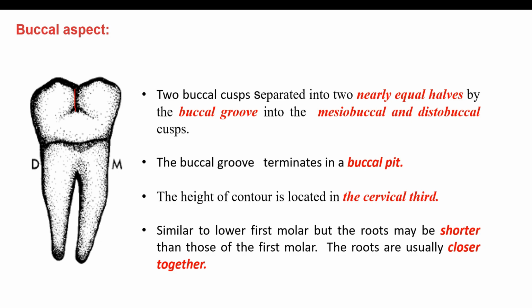Similar to the first molar, the roots are mesial and distal, but they can be shorter and situated closer together compared to the first molar. So this would be the difference when it comes to the root. This, as usual, is the root trunk, and this is the point of bifurcation where the root is divided.